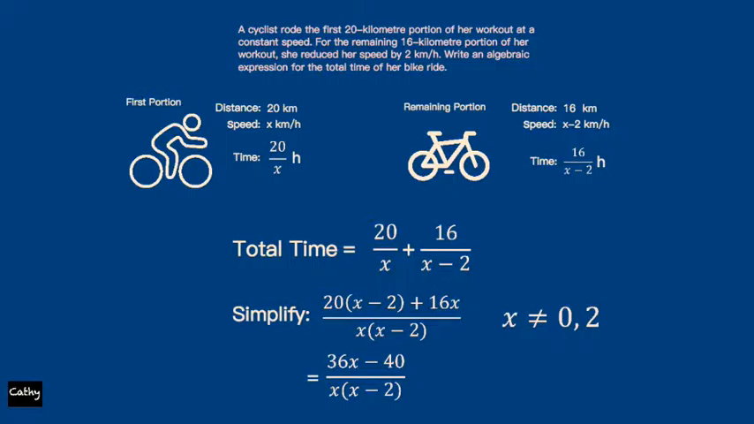Don't forget to put the restrictions. The restriction should be x cannot be 0 or 2. Then the answer should be 36x minus 40 over x times x minus 2.